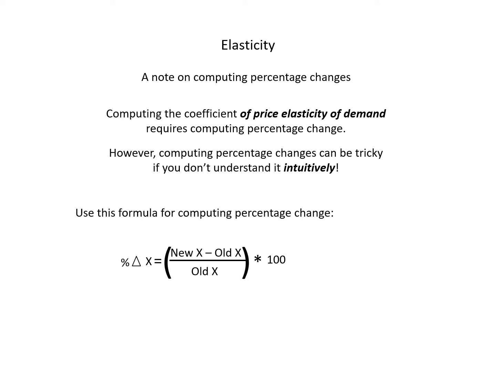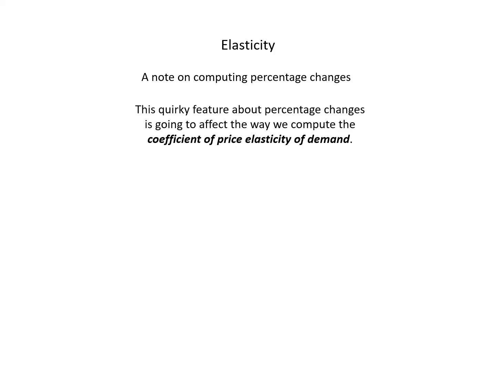Use this formula for computing percentage change. The new value minus the old value divided by the old value. Now that's going to give you a fraction. To turn it into a percentage, multiply it by 100. This quirky feature about percentage changes, and I'm talking about the fact that the percentage change from increment to increment along the scale not only depends upon where we are in the scale, but also in which direction we're moving. This is going to affect the way we compute the coefficient of price elasticity of demand.